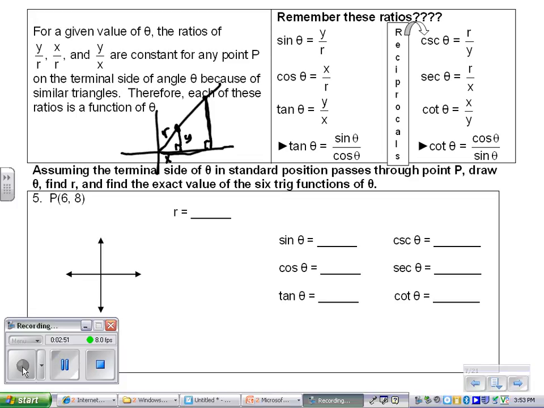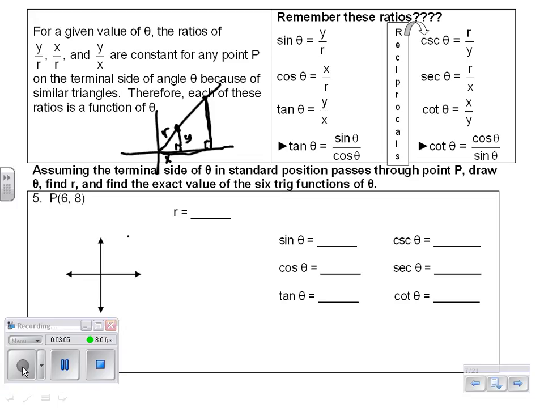All right, now assuming the terminal side of theta in standard position passes through point P, we're going to draw theta, find r, and find the exact value of the 6 trig functions. Now, number 5 is exactly what we did in Unit 16, so this is nothing new. We have point P up here, and we drop a perpendicular. X is 6, y is 8. There's our theta. So we find r, and if you use the Pythagorean theorem, you'll find that r is 10 in this case. And remember that r is always positive.